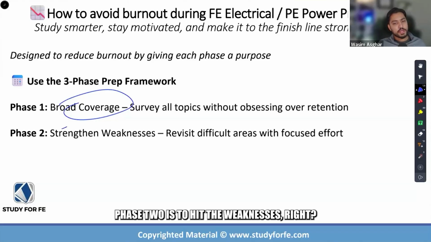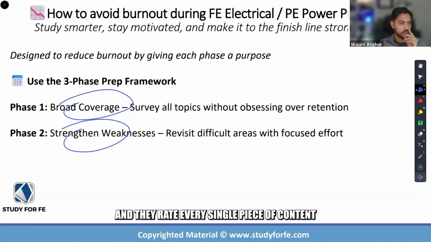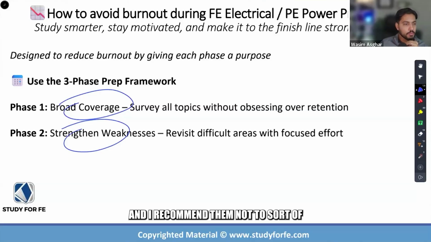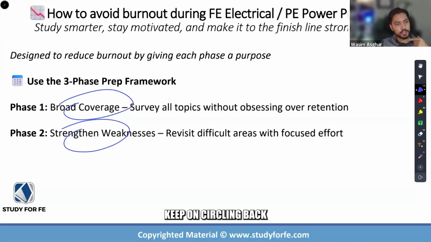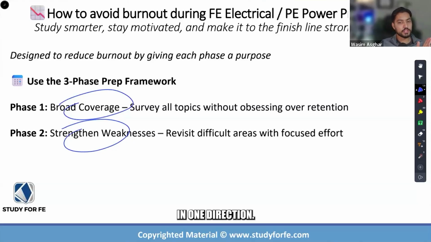Phase two is to hit the weaknesses, right? In my programs, I give my students spreadsheets with all the topics and the lectures and whatnot, and they rate every single piece of content as easy, medium, or difficult. And I recommend them not to keep on circling back to the topics that they find challenging, because we've got to make progress in one direction.